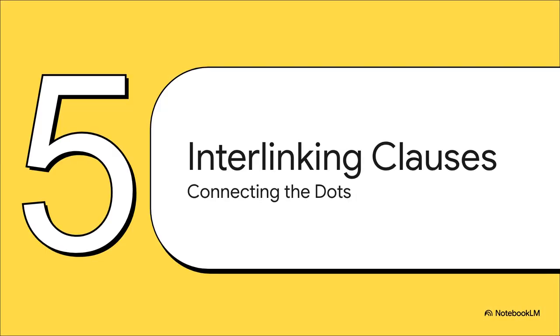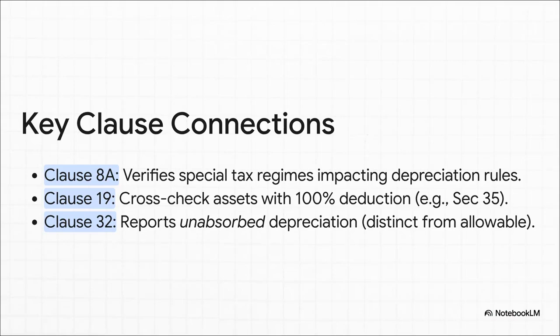Now for Section 5, interlinking with other clauses. You have to remember, Clause 18 doesn't exist in a vacuum. To get your report right, you've got to connect the dots with other parts of the form. Here are 3 huge connections you need to make. First, always check Clause 8A to see if one of those special tax regimes applies. We just saw how critical that is.